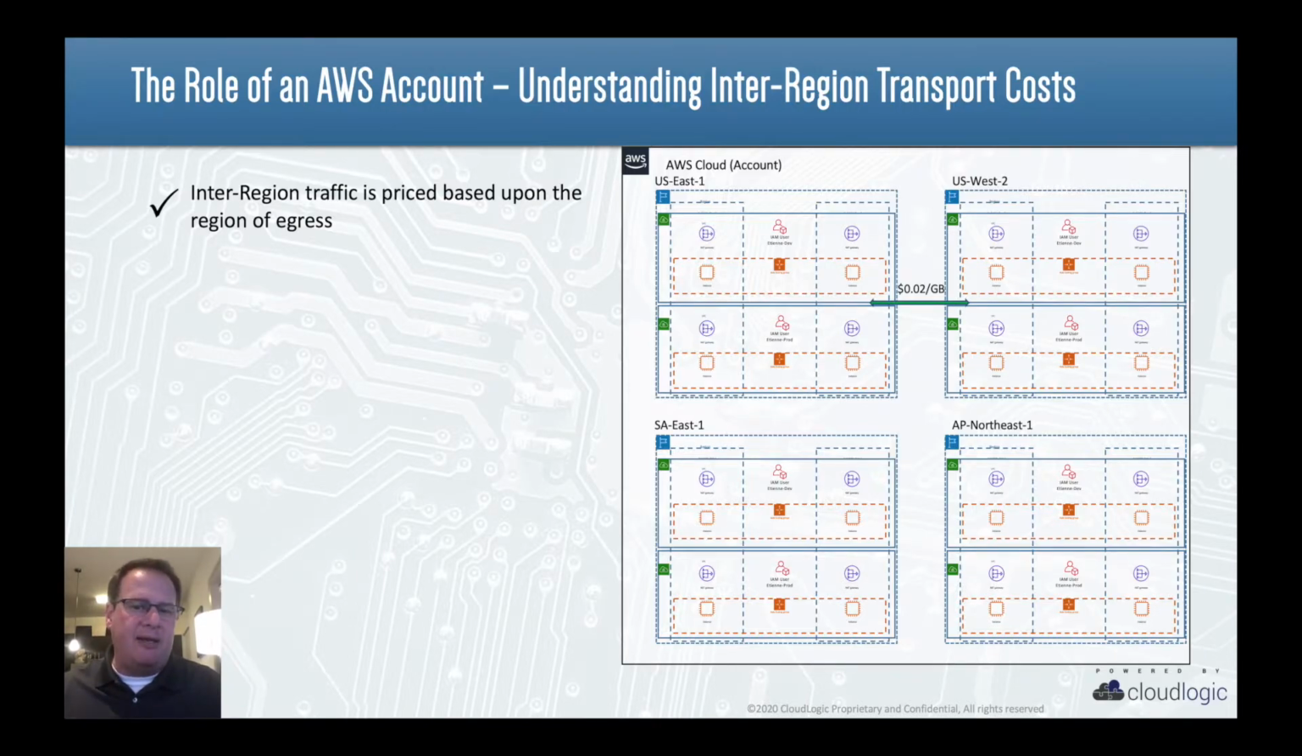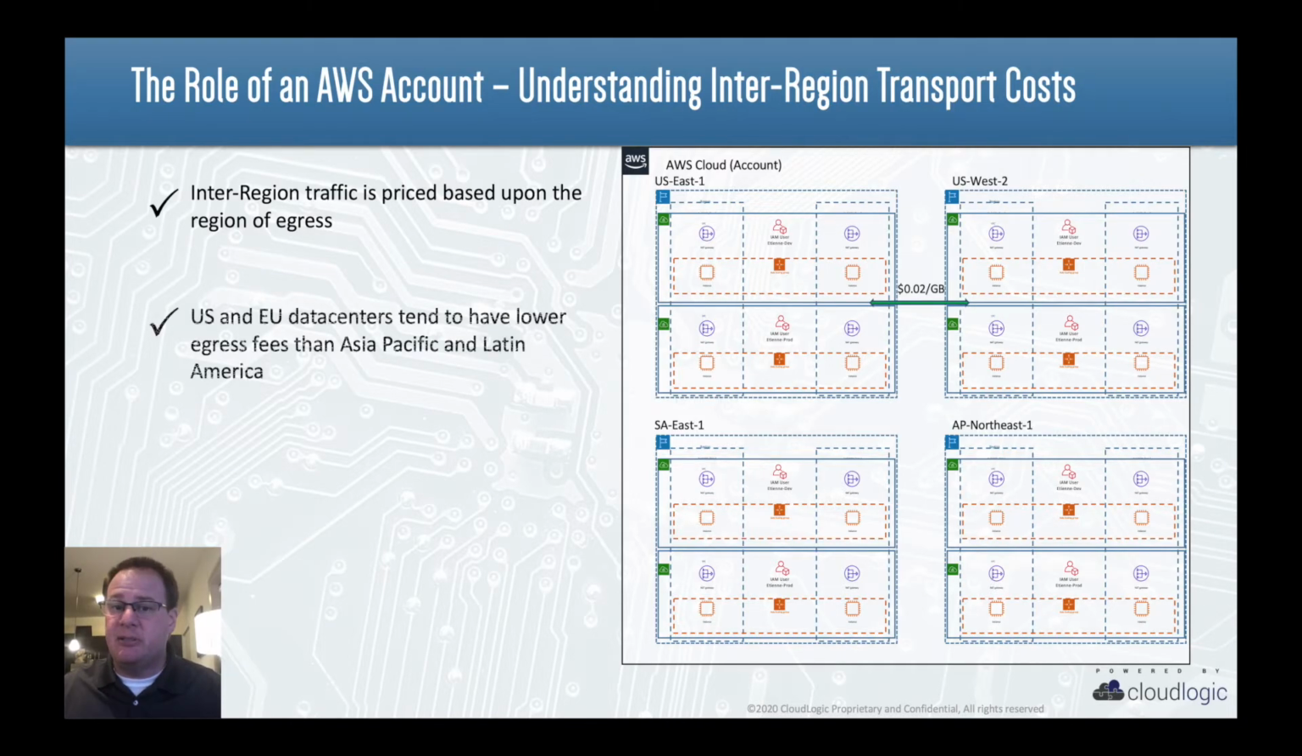One not natural thought would be Europe would be more expensive, and yet US East 1 to EU Central 3 in Paris is also 2 cents a gig. Now this is where things get interesting. Inter-region traffic from AP Northeast 1, which is Tokyo, is almost 4.5 times the cost of communications out of North American data centers.